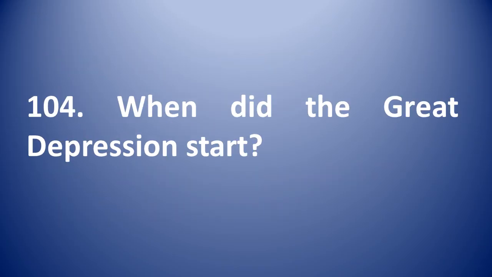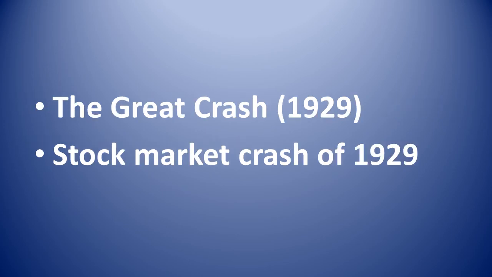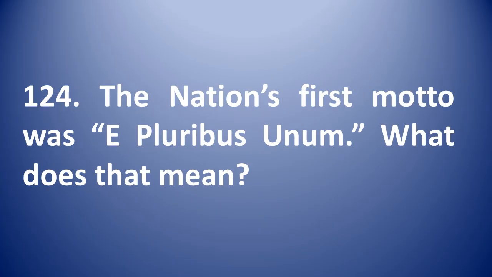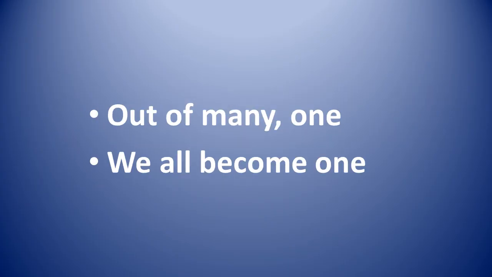When did the Great Depression start? The Great Crash, 1929. The nation's first motto was E pluribus unum. What does that mean? We all become one.